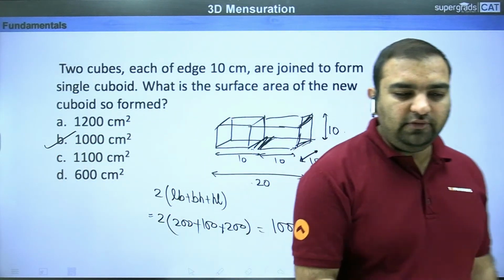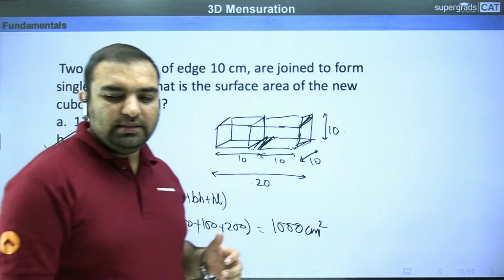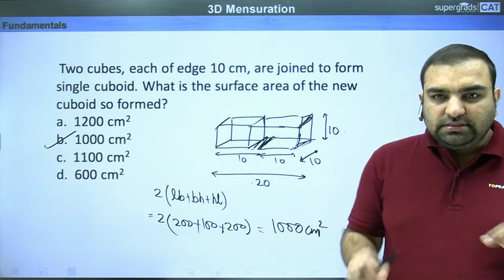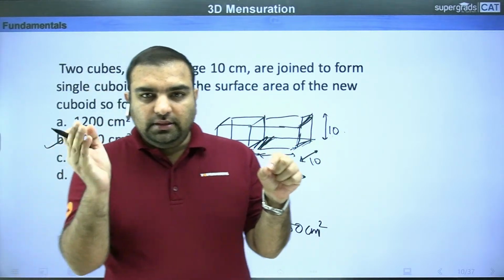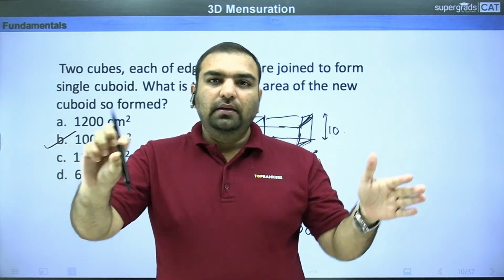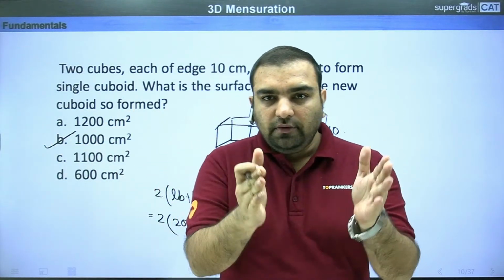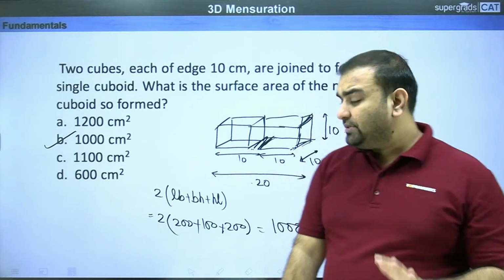So what is the learning from here? The learning from here is सिर्फ लेंथ इज गोइंग टू इंक्रीज. द ब्रेथ पार्ट, वो माचिस के डब्बे, breadth is going to remain same and the height is also going to remain same when you are keeping them adjacent to each other.